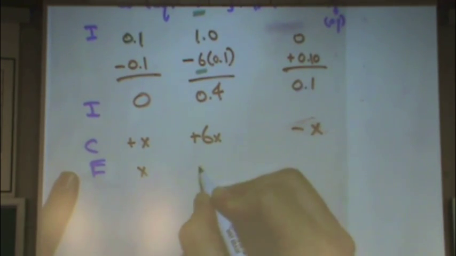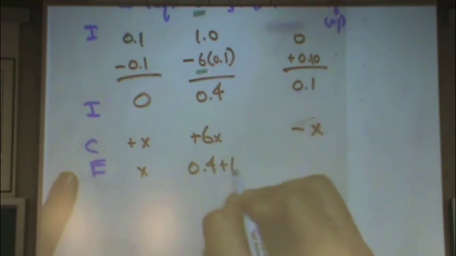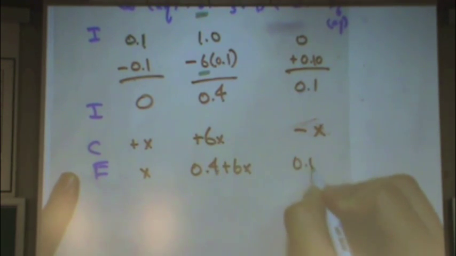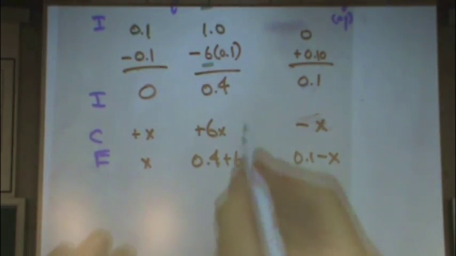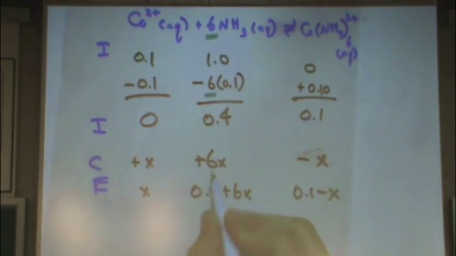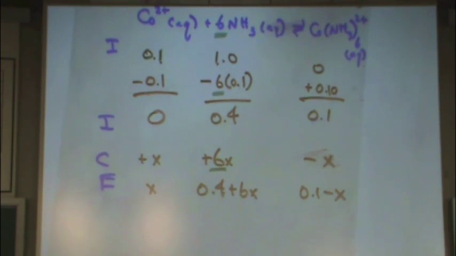So it'd be x, 0.4 plus 6x, and 0.1 minus x. Okay. That 6 from up there is also here. That's the second of 3 times that's going to appear in this problem. Okay. It has to appear there for stoichiometry reasons.